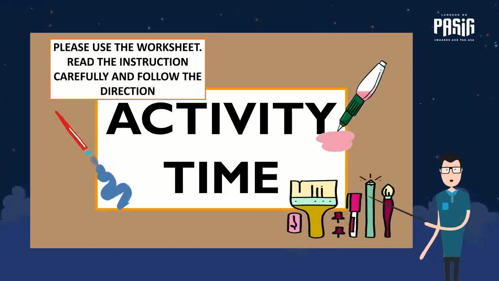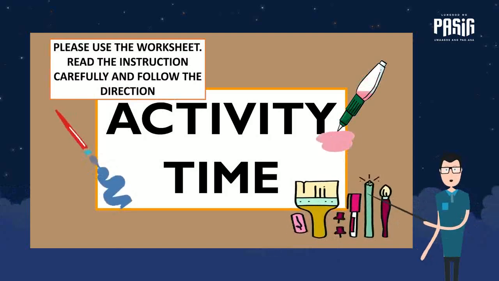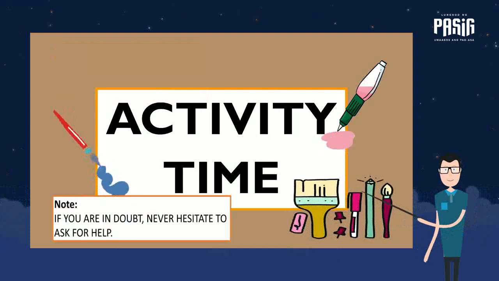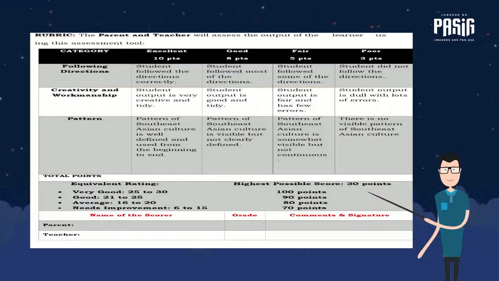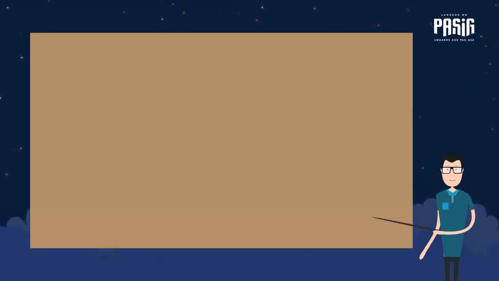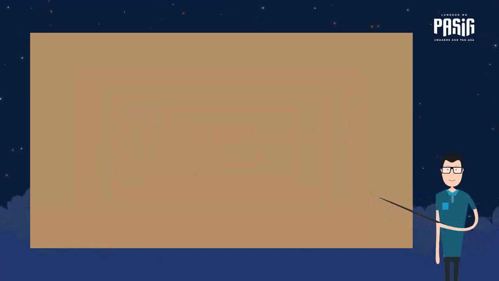For the activity, please use the worksheet. Read the instructions carefully and follow the directions. Note: if you are in doubt, never hesitate to ask for help. For grading, please use this assessment tool, which can also be seen on your worksheet. The highest score you can get is 30 points, which is equivalent to 100 points. Good luck! Take note, once done, put the finished output in your portfolio. Let's have our next activity.